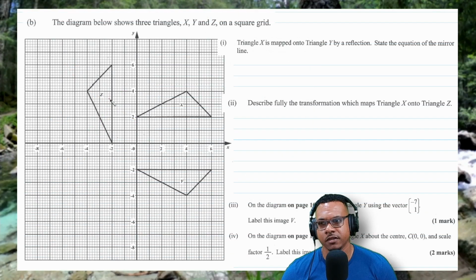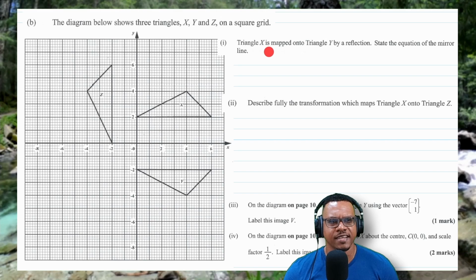So now moving on to part B of this question, we have the diagram below shows three triangles, X, Y, and Z. And for part 1, we're saying that triangle X is mapped onto triangle Y by a reflection. State the equation of the mirror line. Alright, so X is mapped onto Y by a reflection. I can see that both X and Y are laterally inverted, so you know it's a reflection.